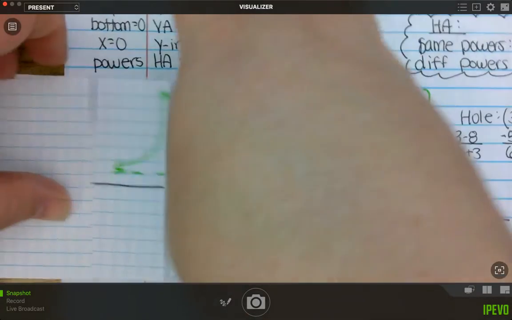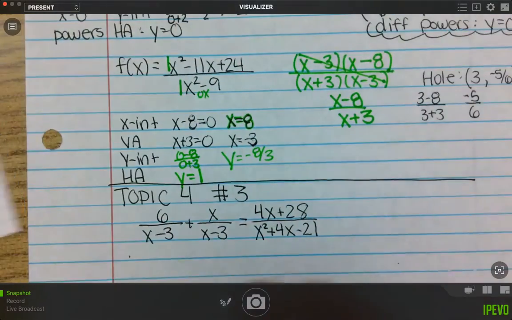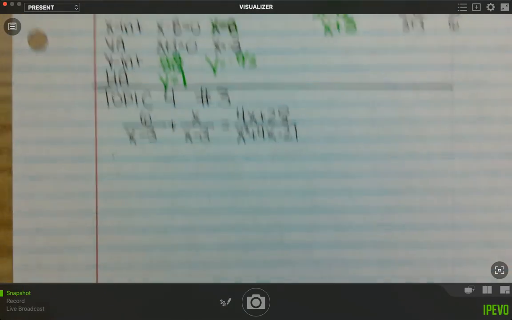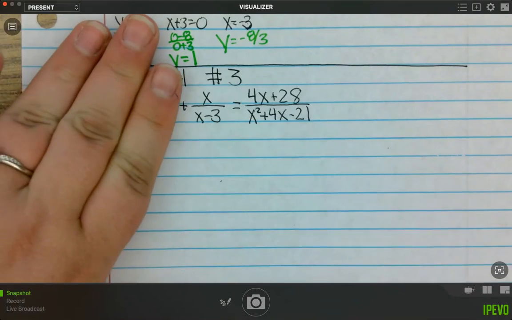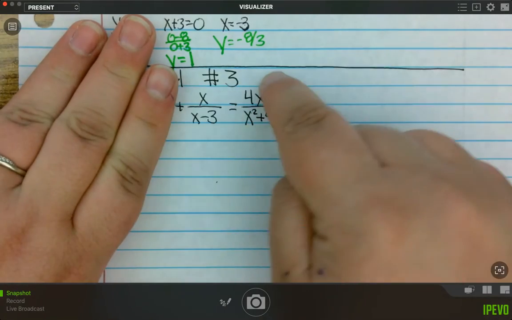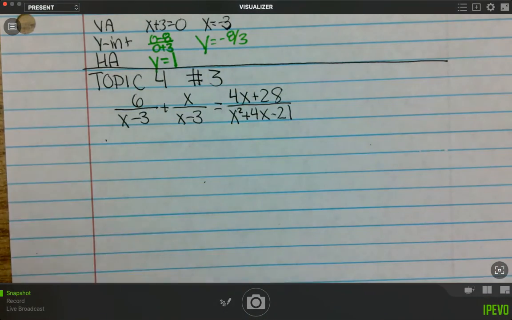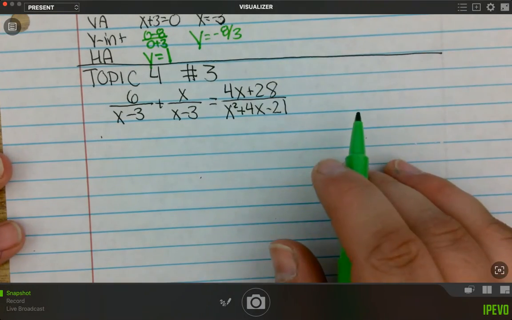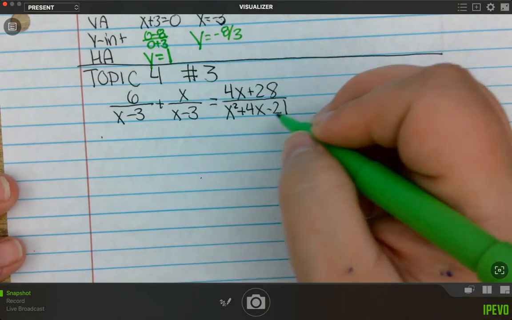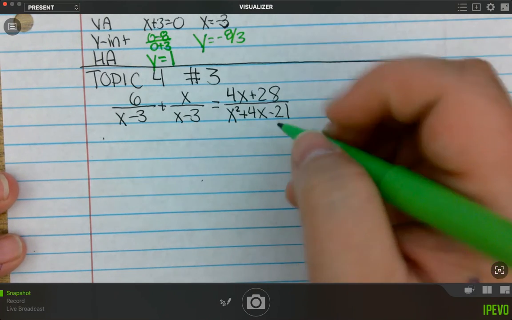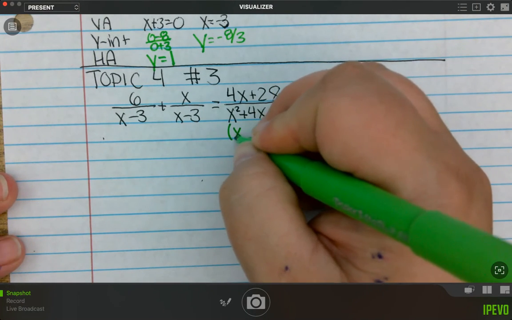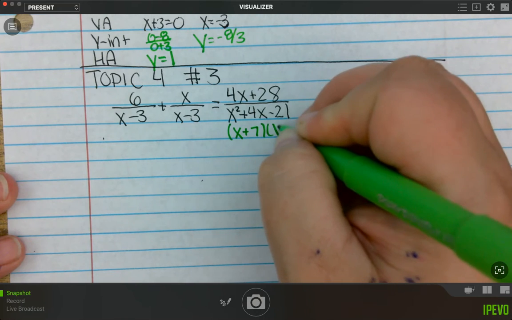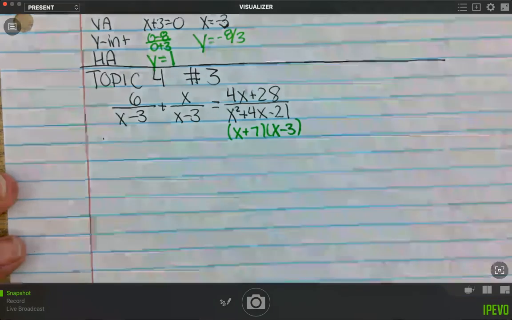All right, let's talk about equations. So in order to solve an equation that has more than one fraction, if this was just like that, you would cross multiply. But what we want to do is try and get everything to have the same denominator. Before you can do that, you do need to factor this one. Like that.